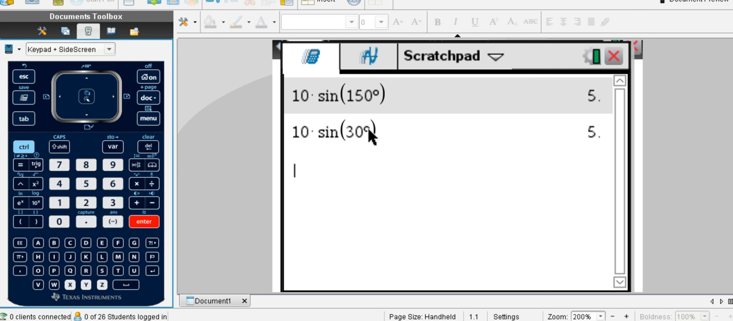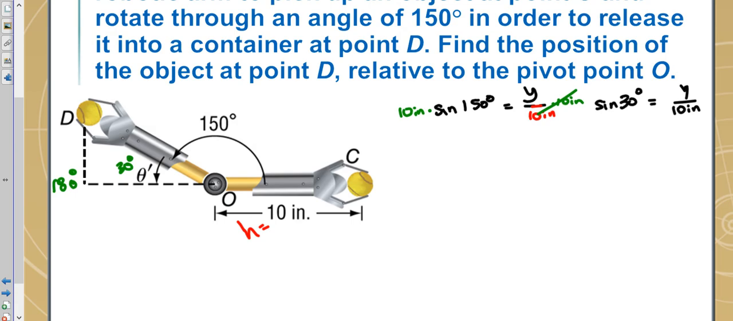This is kind of the definition of a periodic function, something that repeats or circular. It just keeps repeating its values. You see how it got the same values even though they're different angles. So the answer is 5 here. When we solve that, 10 inches times sine of 150 degrees equal the y. The answer was y equals 5 inches. So this right here has to have a height of 5 inches. That's what we just solved.